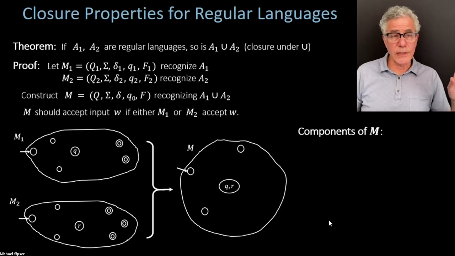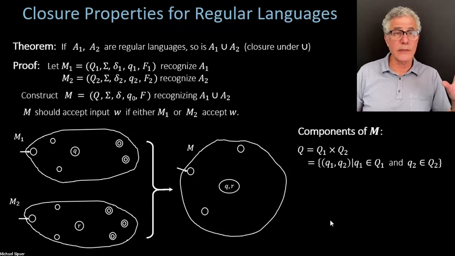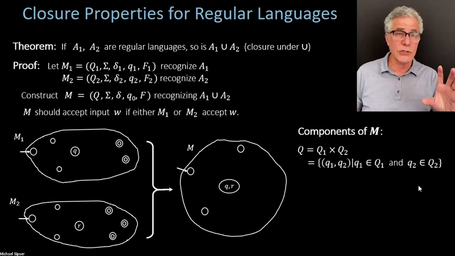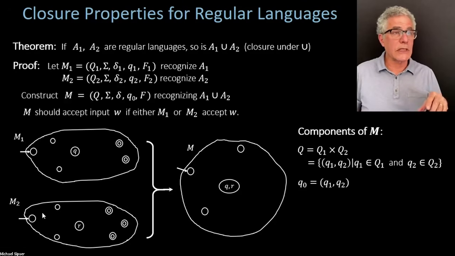So let's describe this formally instead of by a picture, because we can do it both ways. And sometimes it's better to do it one way and sometimes the other way. So the components of M now are the pairs of states from M1 and M2. Again, I'm writing this out explicitly here, but you should make sure you're comfortable with this cross product notation. So this is the collection of pairs of states, Q1 and Q2, where Q1 is a state of the first machine, Q2 is a state of the second machine. The start state is the two start states of the two machines. So this is Q1, Q2.